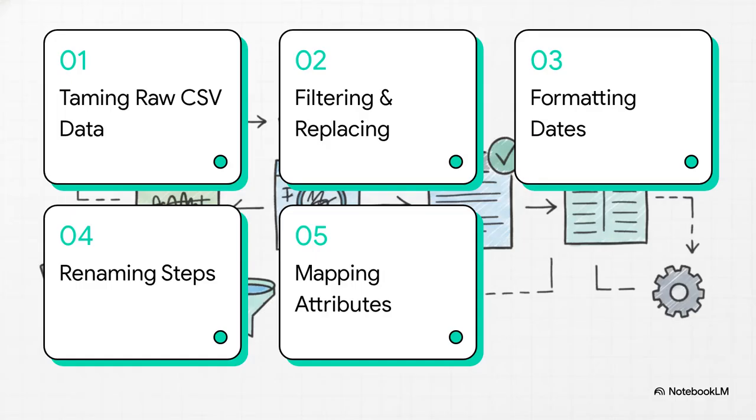Okay, let's dive into this. Here is our blueprint for turning those raw logs into process gold. First, taming raw CSV data. Second, filtering and replacing values. Third, formatting dates with locales. Fourth, renaming steps for organization. And finally, number 5, mapping attributes for mining.